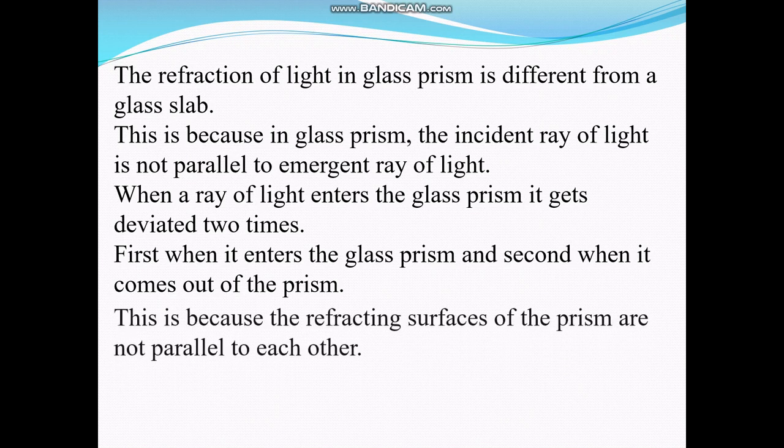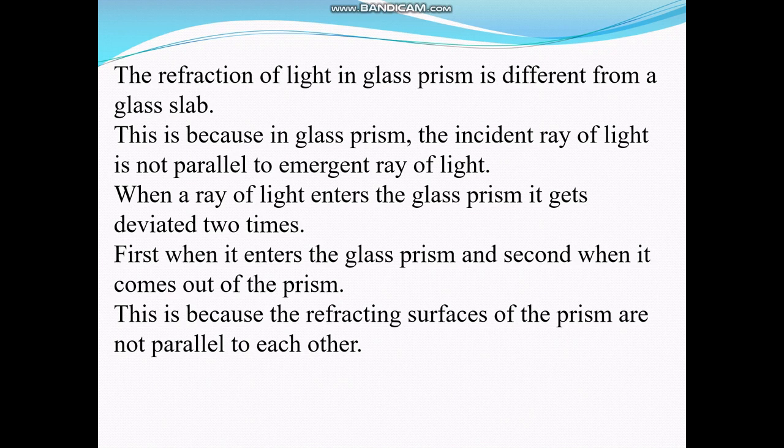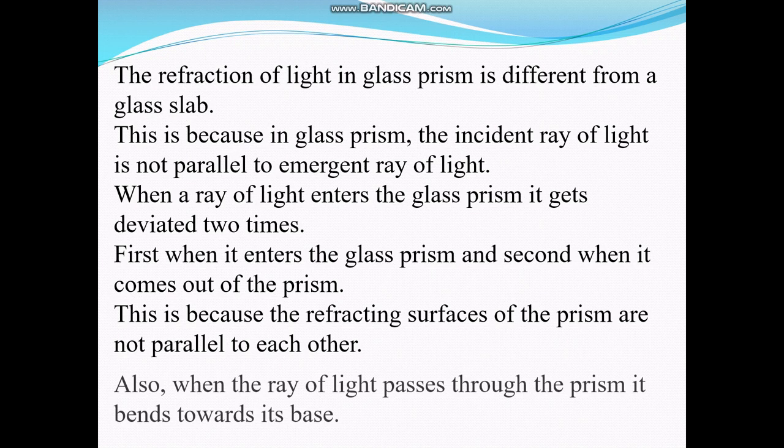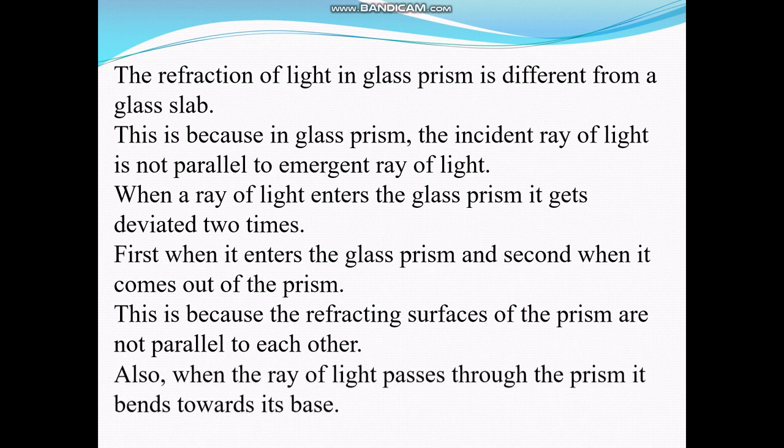This is because the refracting surfaces of the prism are not parallel to each other. Also, when the ray of light passes through the prism, it bends towards its base. So basically, in a glass slab, the light is only laterally displaced, whereas in a glass prism, it is deviated from its original path and it always bends towards its base.